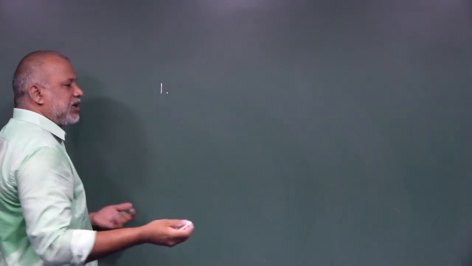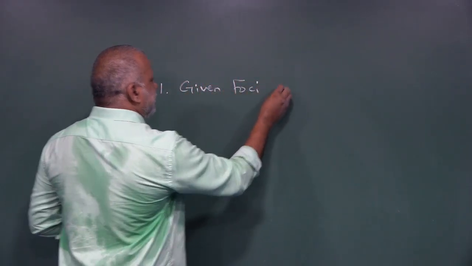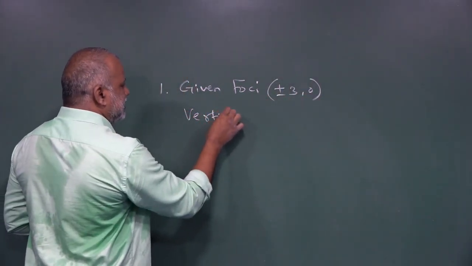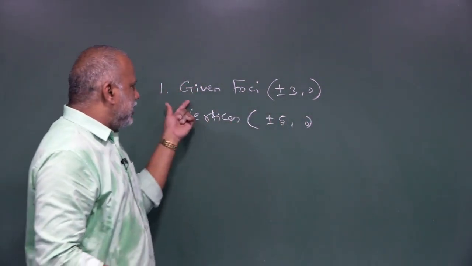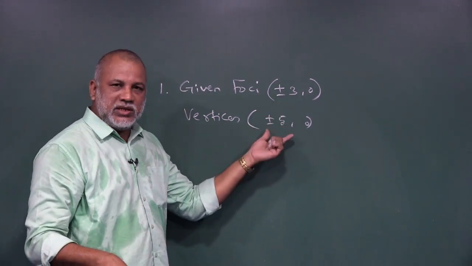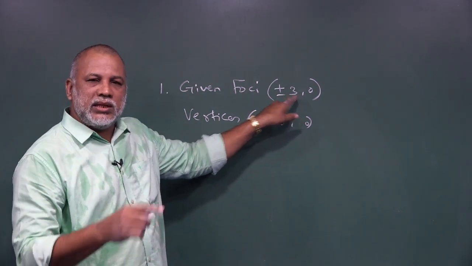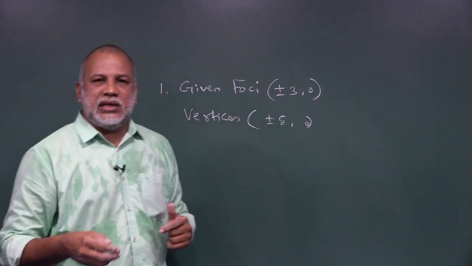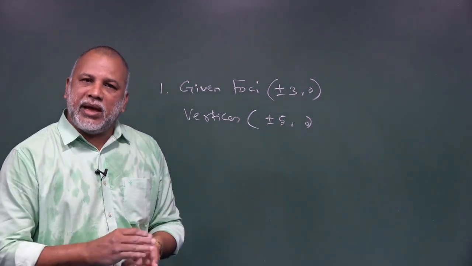For example, vertices are given and foci are given. Given foci plus or minus 3, 0, and vertices plus or minus 5, 0. We already worked this out. By the given data, we are able to justify which type the given ellipse belongs to. Since the foci are plus or minus 3, 0, the foci lie on the x-axis: one side 3, 0, another side minus 3, 0. The same way, the vertices: one side 5, 0, other side minus 5, 0.